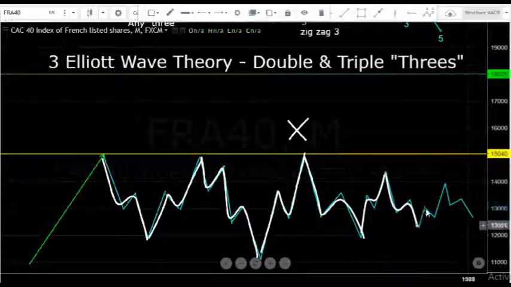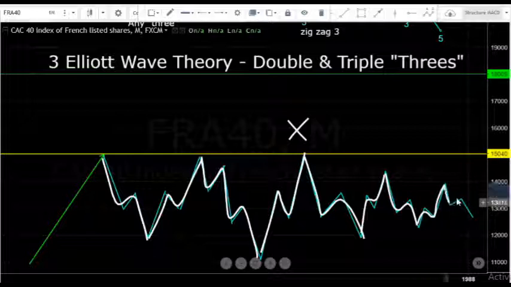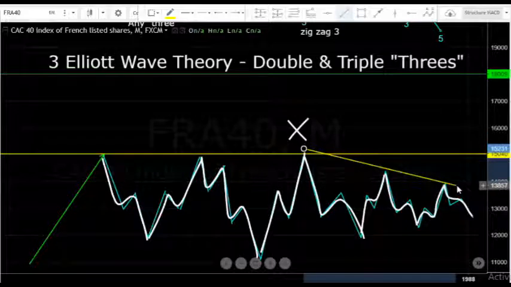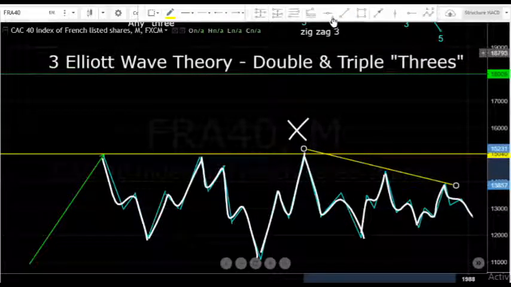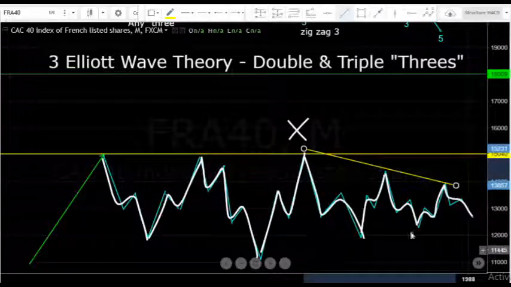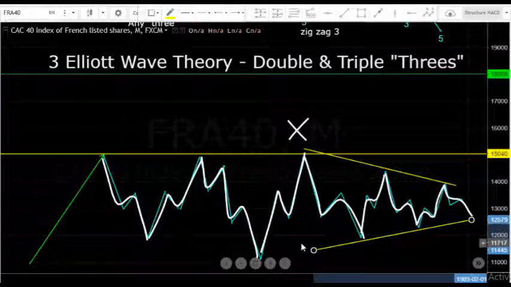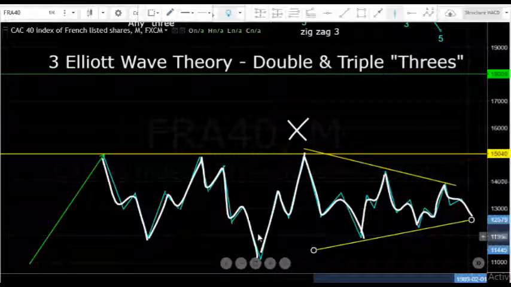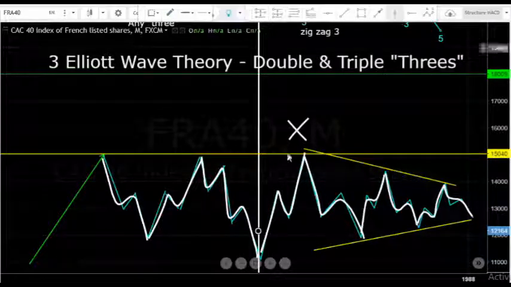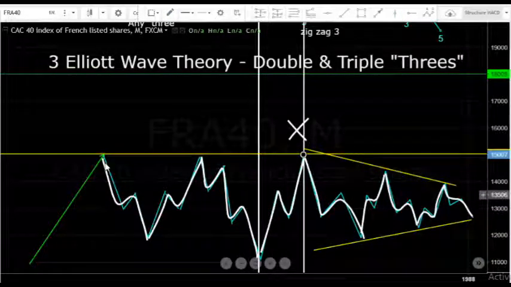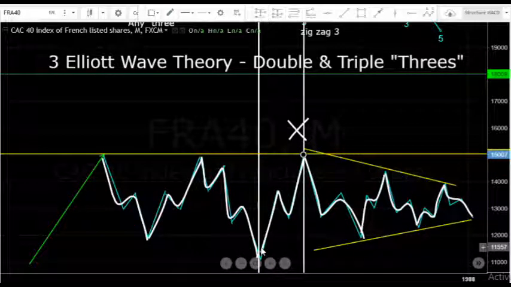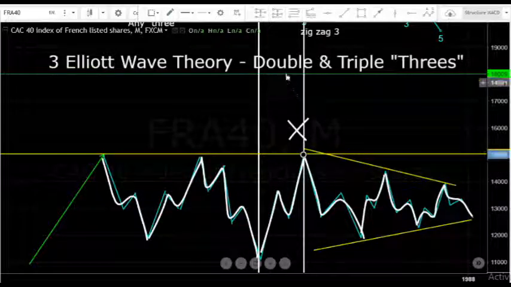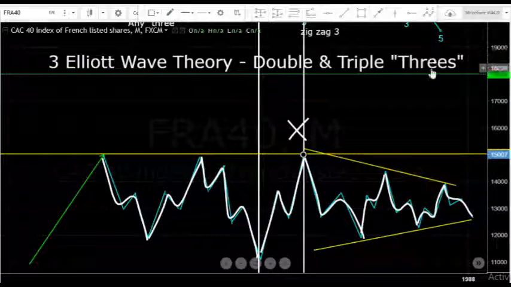See where we're going here, guys? Followed by another zigzag, followed by another zigzag. And if we put in a couple of structure lines, as I like to call them, we can see we've got a triangle. Okay, that's lovely. So what do we have? Same setup as we had before. We've got a flat, A, B, C flat. We've got a zigzag for our X, and we've got a triangle. So that's a double 3.